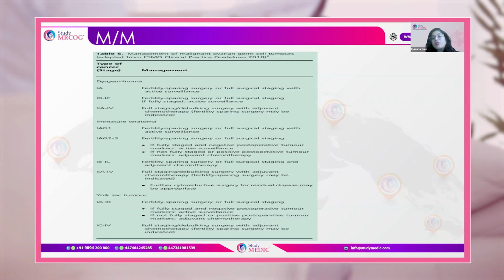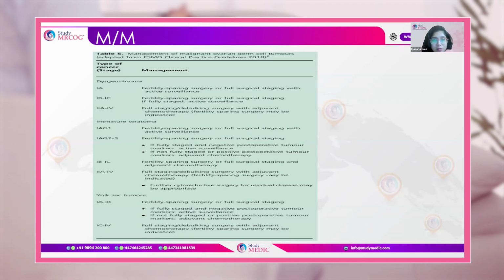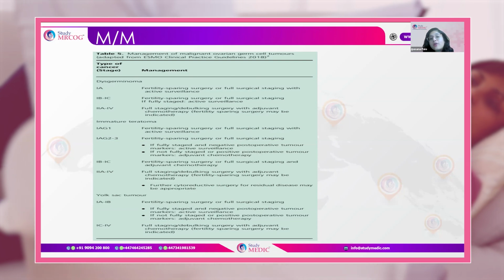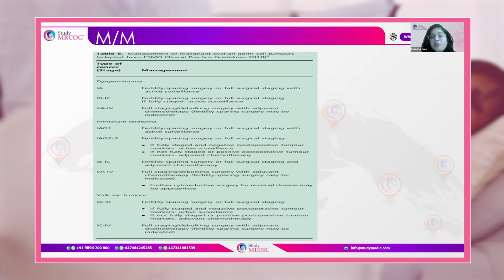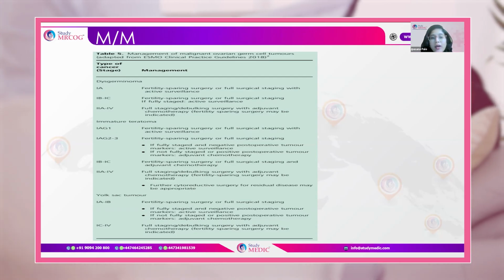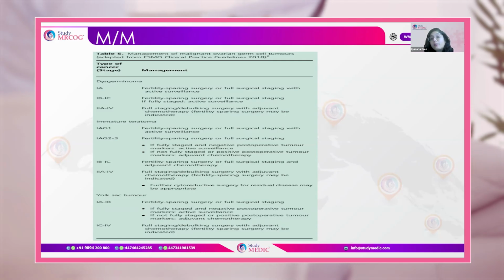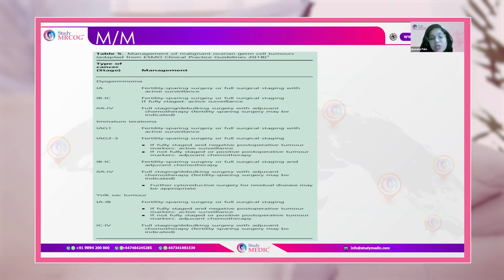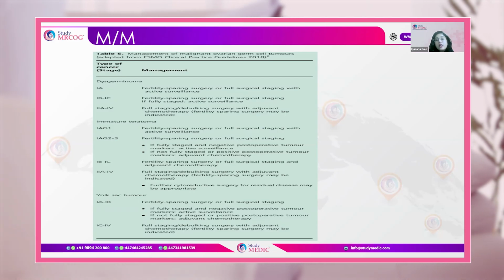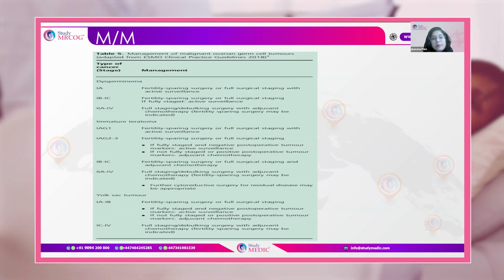So in dysgerminoma, you can go for a fertility sparing surgery, because these are highly chemosensitive and radiosensitive tumors. So in stage 1A, you can go for a fertility sparing surgery with active surveillance. No need to go for any chemotherapy. 1B to 1C also you can go for active surveillance in case the patient is properly staged. In 2A to 4, you can go for full staging or debulking surgery with adjuvant chemotherapy.